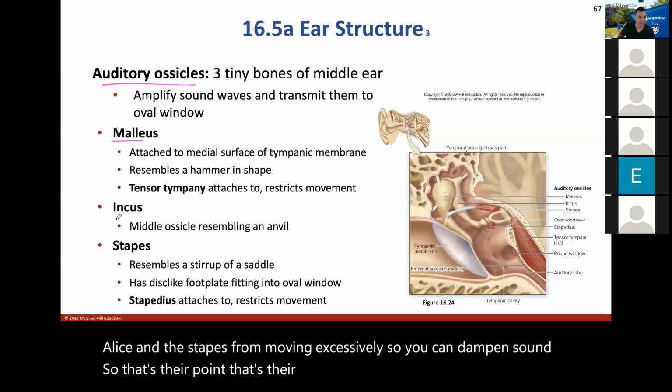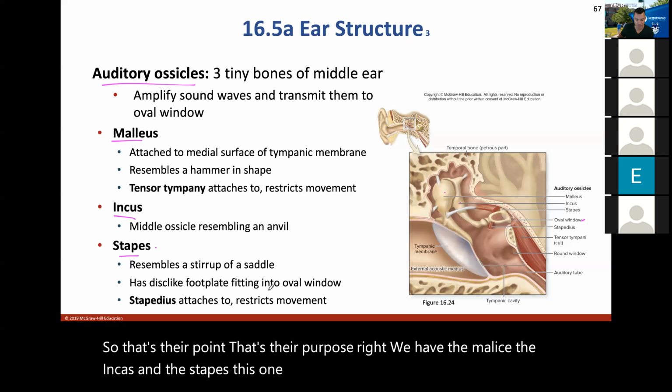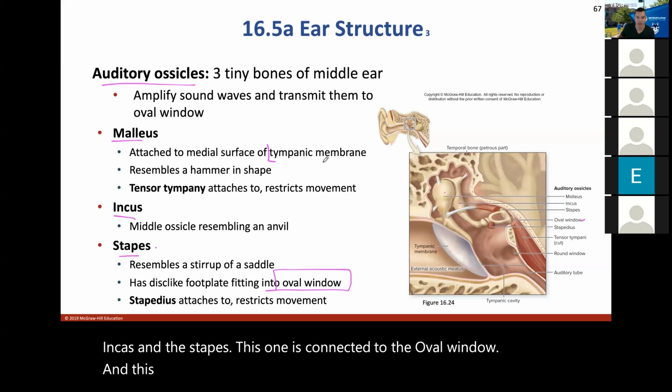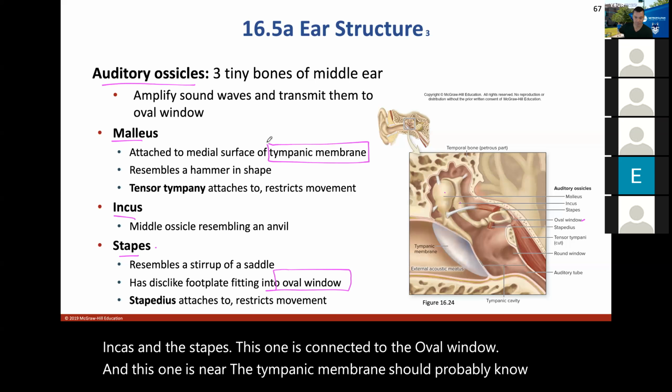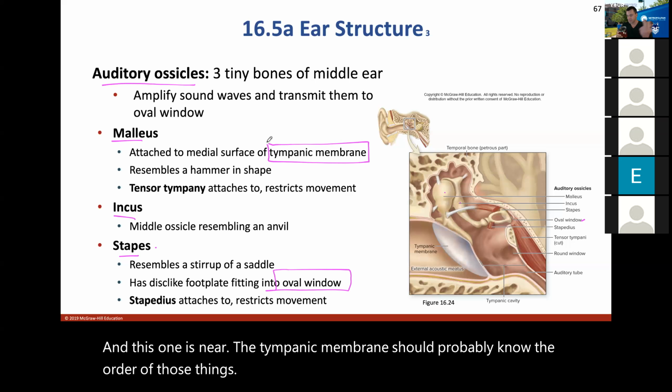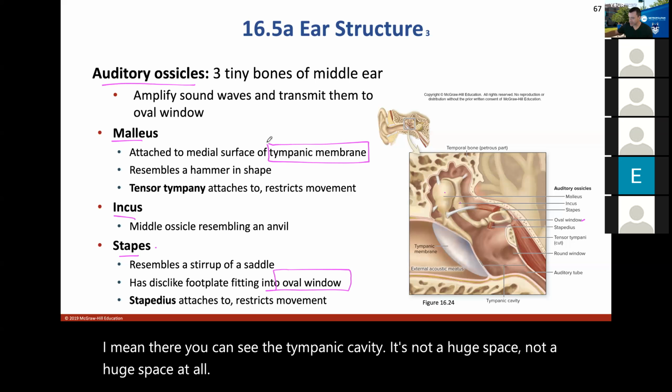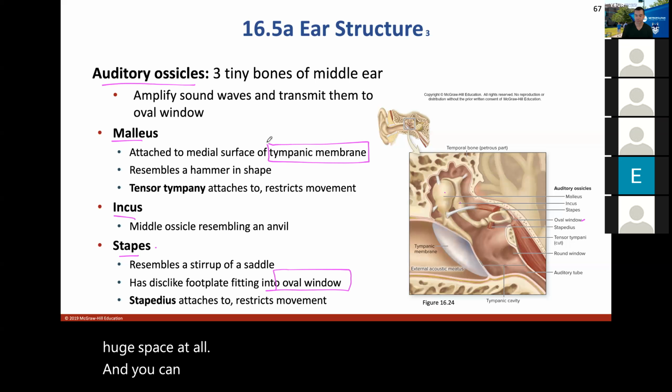We have the malleus, the incus, and the stapes. This one is connected to the oval window, and this one is near the tympanic membrane. You should probably know the order of those things. There you can see the tympanic cavity. It's not a huge space at all, and you can see it's within a little air cavity of the temporal bone.